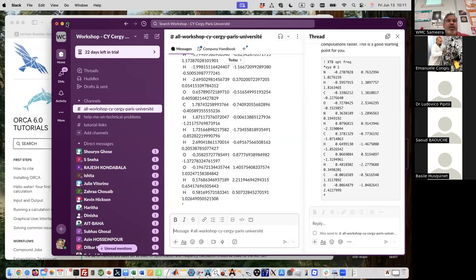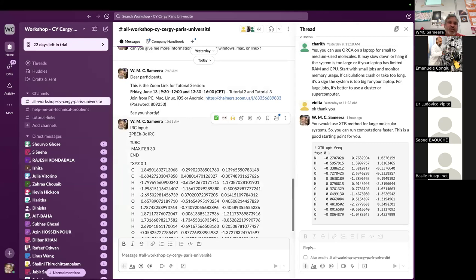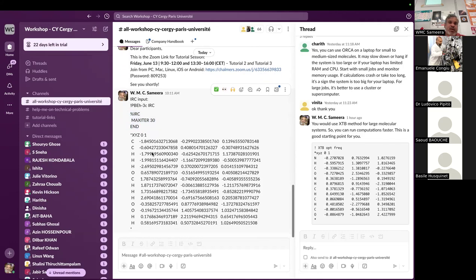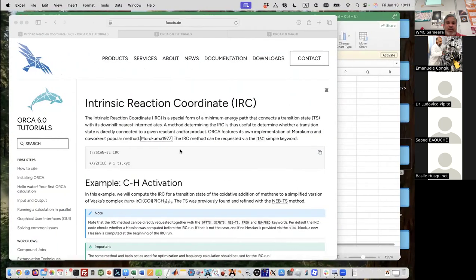So in the input file for the IRC calculation, we are using the same method. The extra keyword is the IRC keyword, and here we ask calculations to follow maximum 30 steps. I mean the iterations will be maximum 30. And this is our transition state structure. So you can simply submit this job.